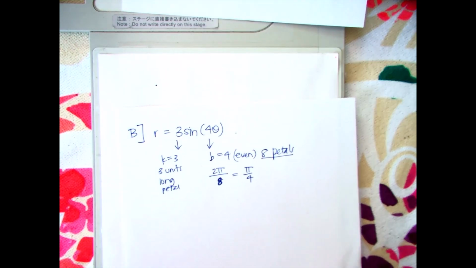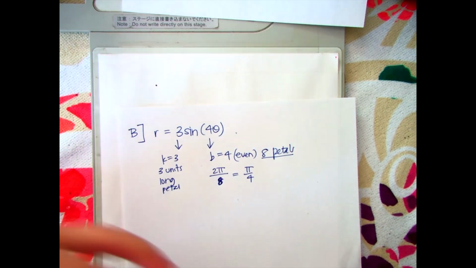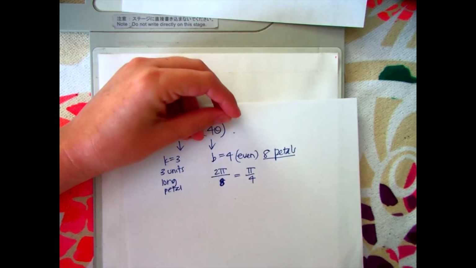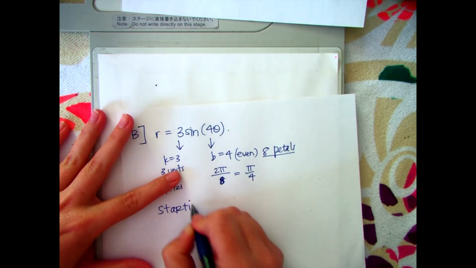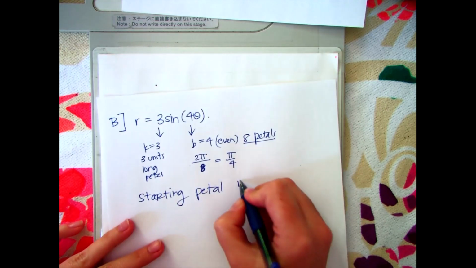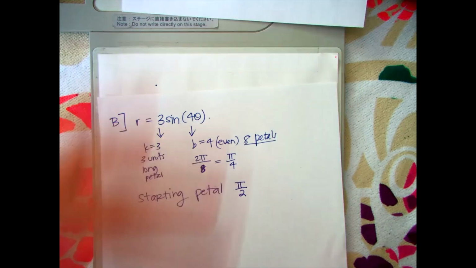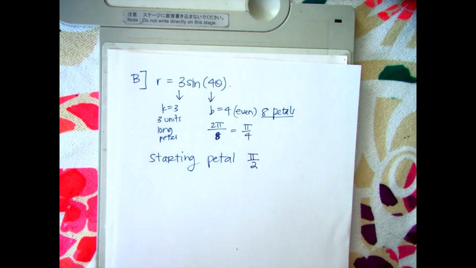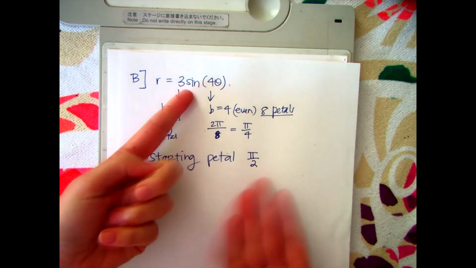The difference with this is we're starting at a different spot. We don't start at 0. This is the weirdest part, the starting petal. And it's a rule, and it's always pi over 2, which is the first time the sine function is equal to 1, just like the first time the cosine function is equal to 1 is at 0. Here, it's not. It's pi over 2 because we're talking about a sine function.